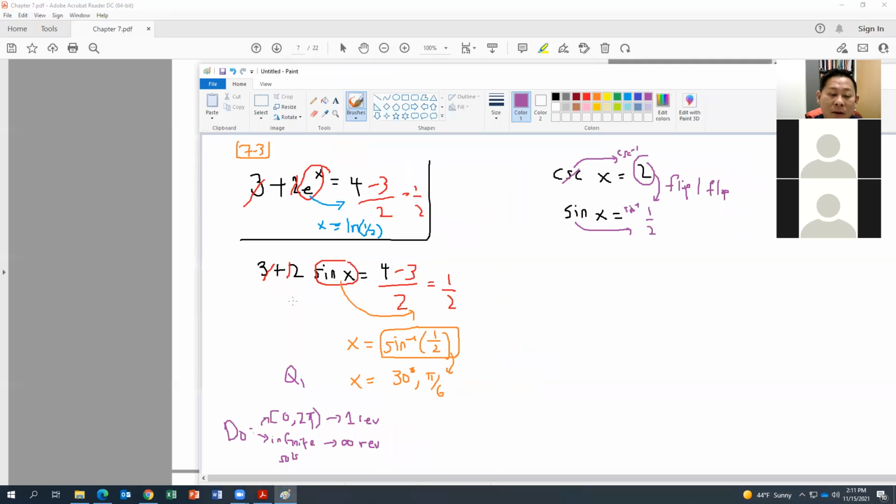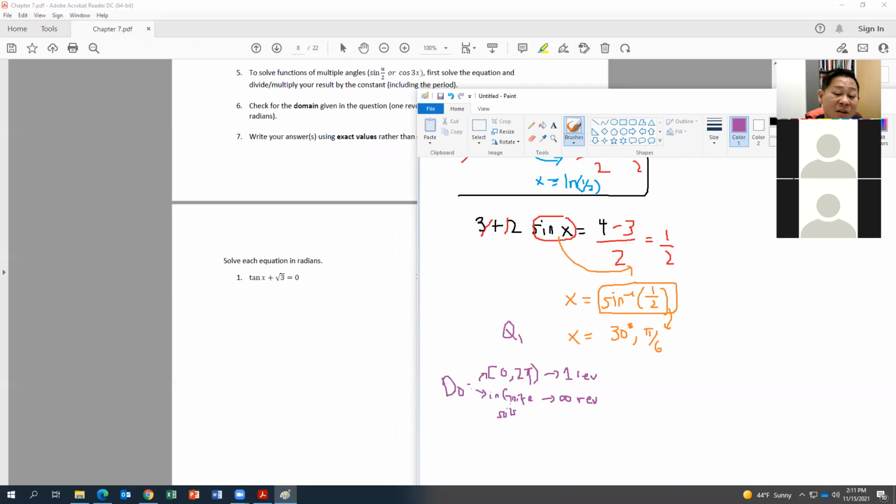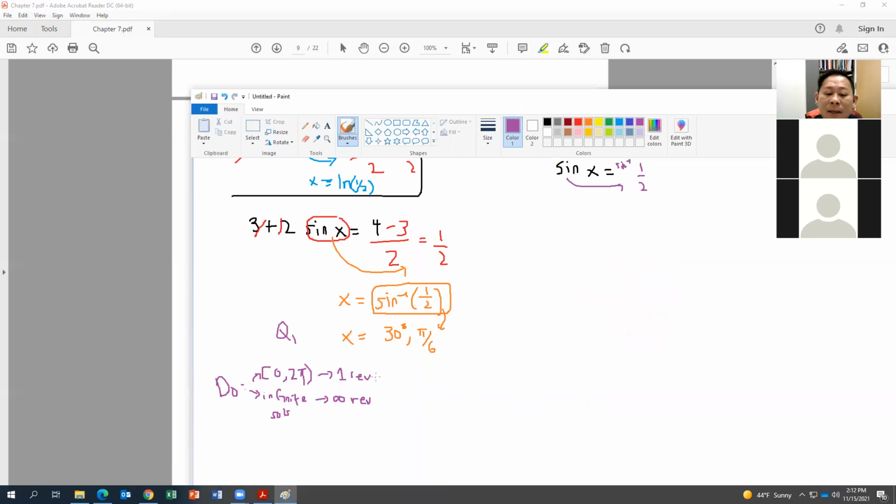The question will tell you if it's infinite or 1 revolution. If a question like this is asking us to solve each equation in radians, it means they want infinite solutions, so you have to go infinite times. But if a question wants you to write in the interval from 0 to 2 pi, this means it only goes for 1 revolution. So make sure you read the question carefully in your homework or in your test, to see what kind of solutions you have, infinite or 1 revolution. If you talk about 1 revolution, 0 to 2 pi, then the majority of the time you have 2 answers.